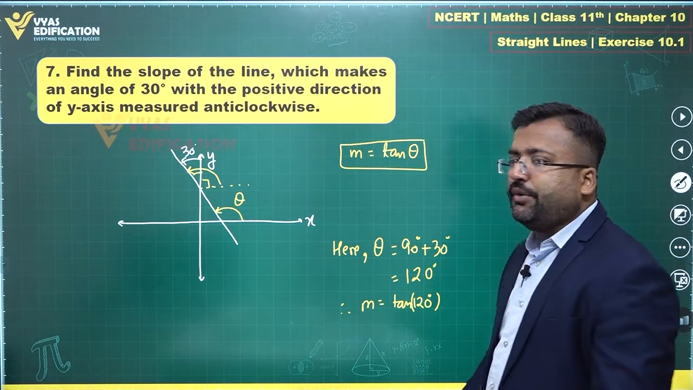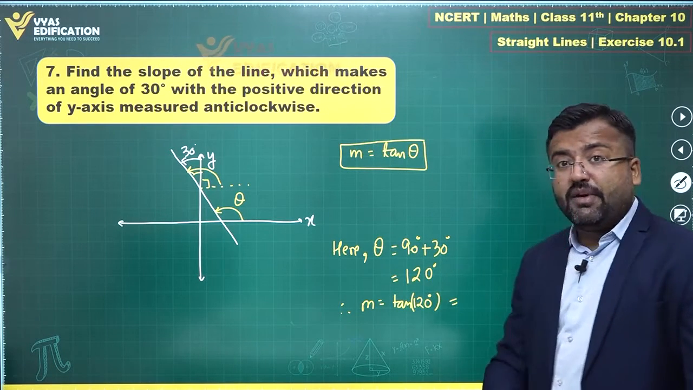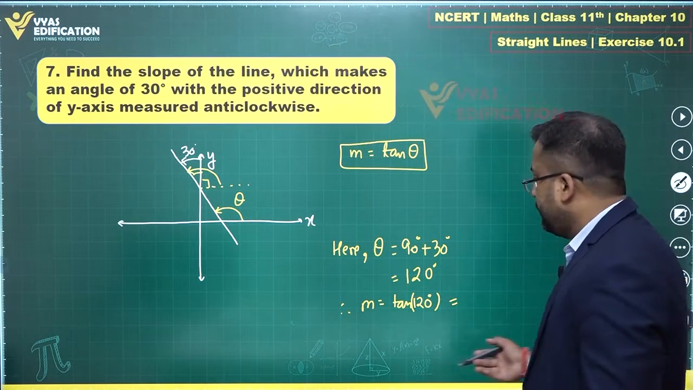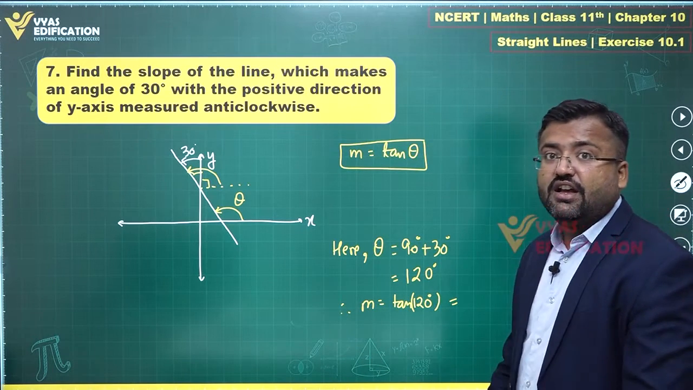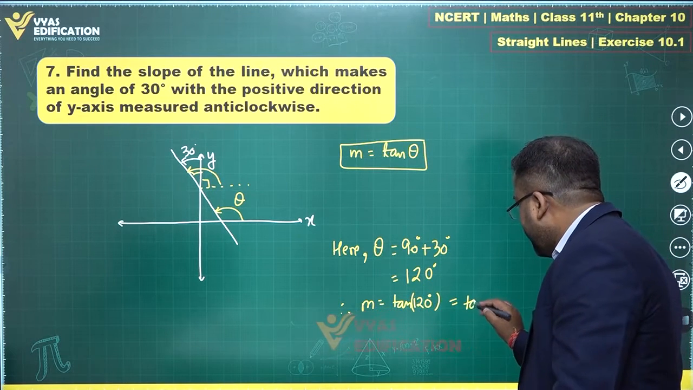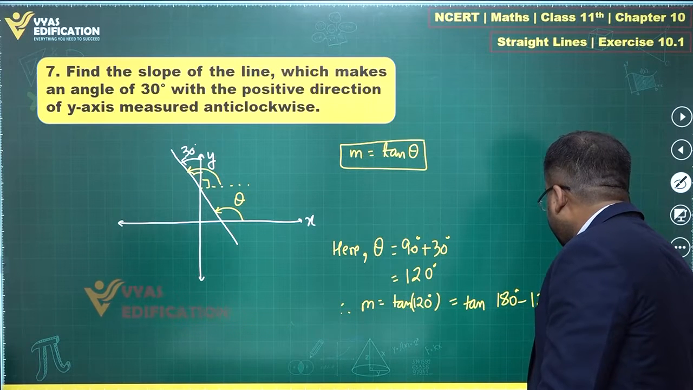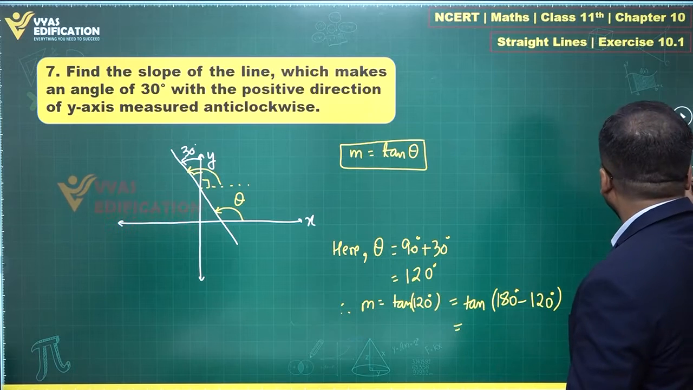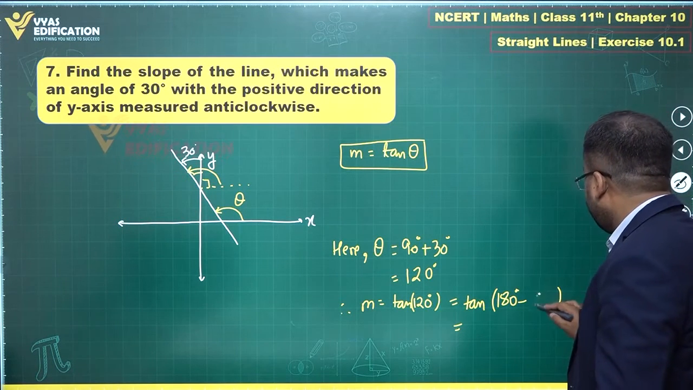For finding tan 120 degrees, can you do that directly? Yes, maybe. If you remember it directly, it is very good. Otherwise, you can use concepts of allied angles. The value of tan 120 degrees, if you don't remember it, you should remember it, is equal to minus root 3. But how to find that? 120 can be written as 180 minus 60.